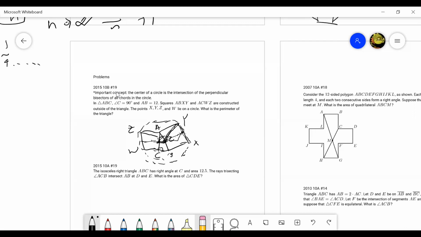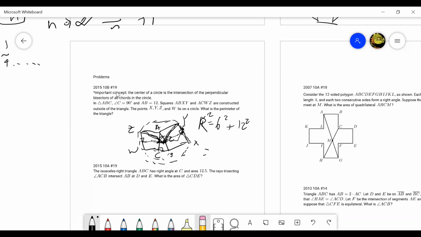Like so, if you connect the center to Z and Y, since this is perpendicular, you'd have the Pythagorean theorem. This midpoint is going to be 6, since the side is 12. So the radius is equal to the square root of 6 squared plus 12 squared, or the radius squared is that. And it's also equal to WZ, or 1/2 WZ.